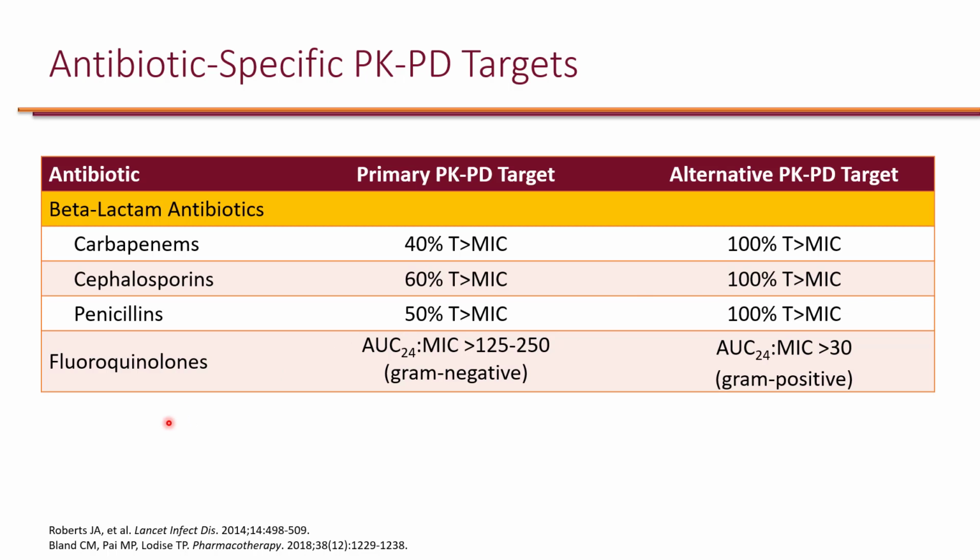For fluoroquinolones, you can see that the PK/PD target is AUC to MIC. The majority of the data is with gram-negative organisms, so an AUC to MIC ratio of more than 125 to 250 is proposed to be required for gram-negative activity. For gram-positive, a lower target of at least 30 is proposed.